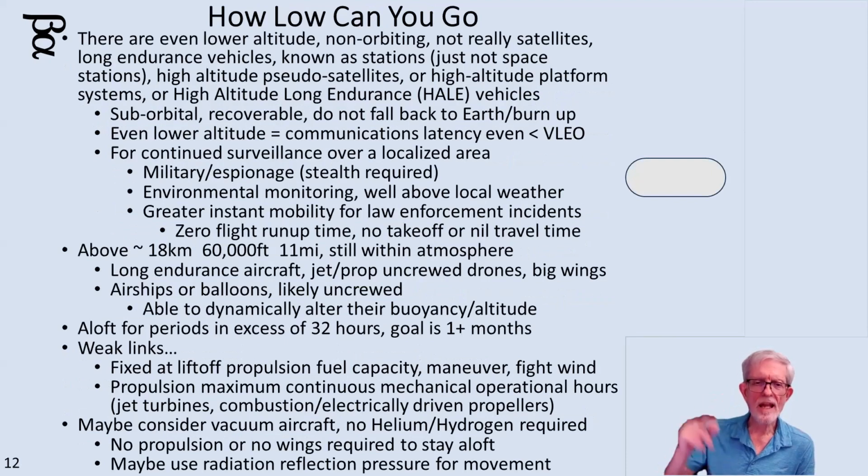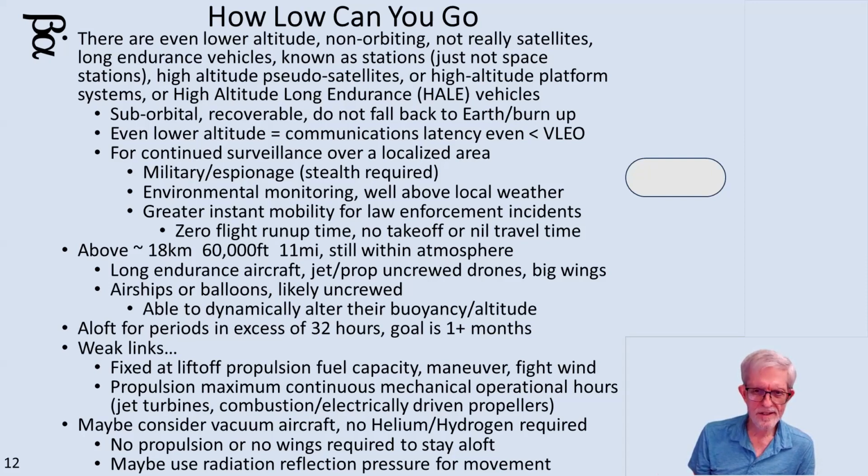What if you wanted to go even lower than orbiting? There are not really satellites that are long endurance vehicles. They're known as stations, just not space stations, or they're referred to as high altitude pseudo satellites. They're called high altitude long endurance vehicles, or HALE vehicles. These are suborbital, they're recoverable, they can land at airfields if you want them to, and they don't fall back to Earth or burn up.